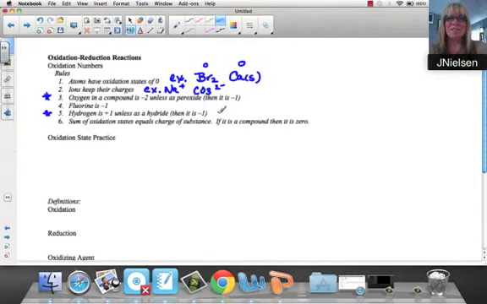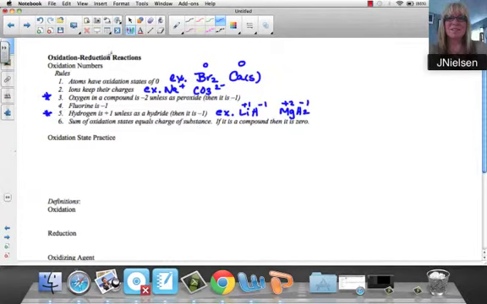Hydrogen is always +1 unless it forms a metal hydride. An example of a metal hydride would be LiH. This is lithium hydride. Your lithium is +1, so your hydrogen has to be -1. Another one might be MgH2, magnesium hydride. Magnesium's +2, therefore your H is -1. So hydrogen's always +1 unless it forms a metal hydride. Remember that the sum of the oxidation states must equal the charge of the substance. If it's a compound, it's going to equal 0. If it's an ion, then it's going to equal the charge on the ion.